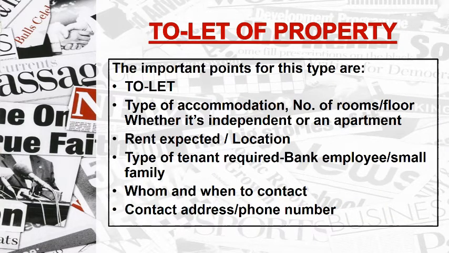This ad is given by a landlord who wants to let out his residential or commercial property on rent. Now the important points for this type of ad include the heading to let, then type of accommodation, number of rooms, floors, whether it's independent or an apartment, then the rent expected, its location, what type of tenant you require, a bank employee, small family or a bachelor, then whom and when to contact, and obviously in the end you will mention the contact address and phone number.